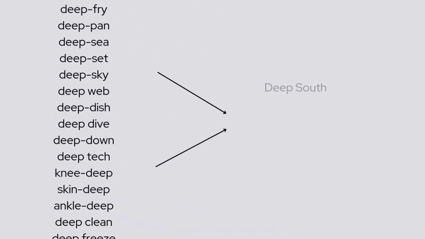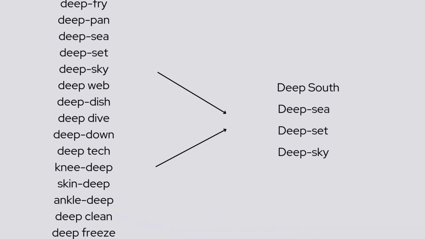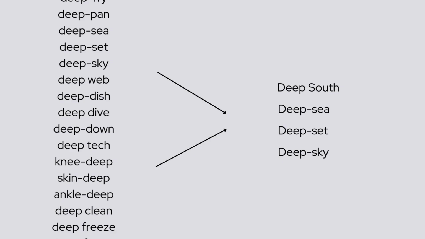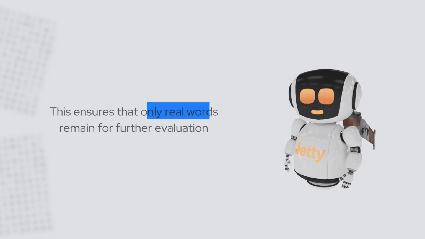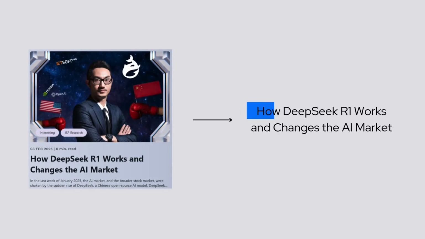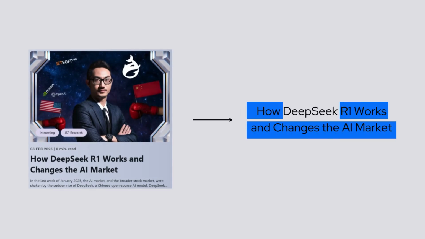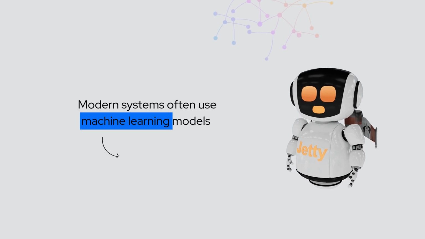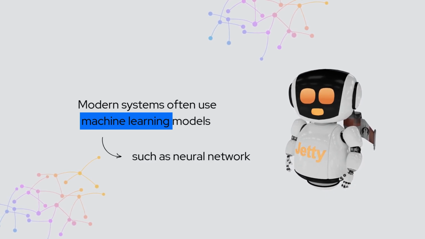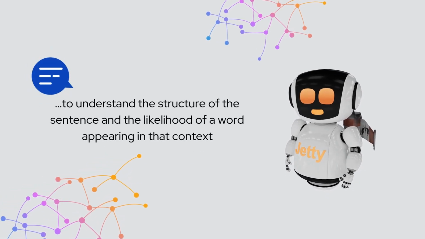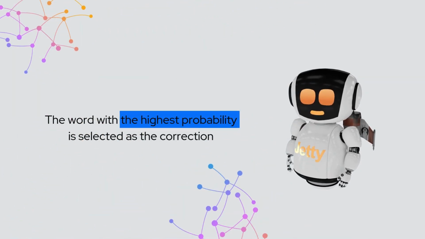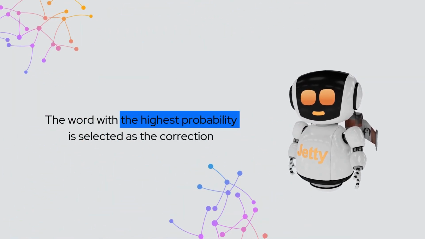The system then filters these candidates by checking which words are valid according to its vocabulary. This ensures that only real words remain for further evaluation. Finally, AutoCorrect evaluates the context in which the word appears. Modern systems often use machine learning models, such as neural networks, to understand the structure of the sentence and the likelihood of a word appearing in that context. The word with the highest probability is selected as the correction.